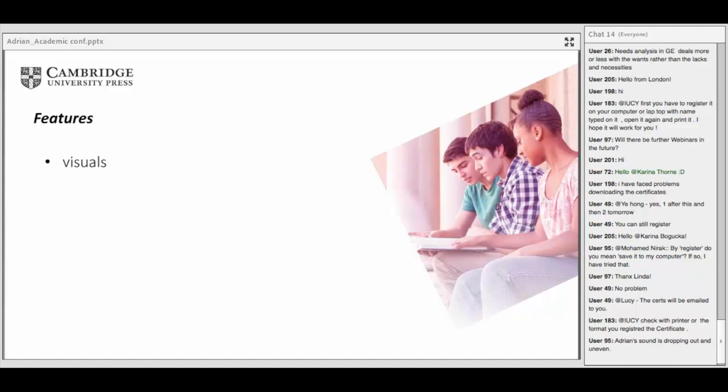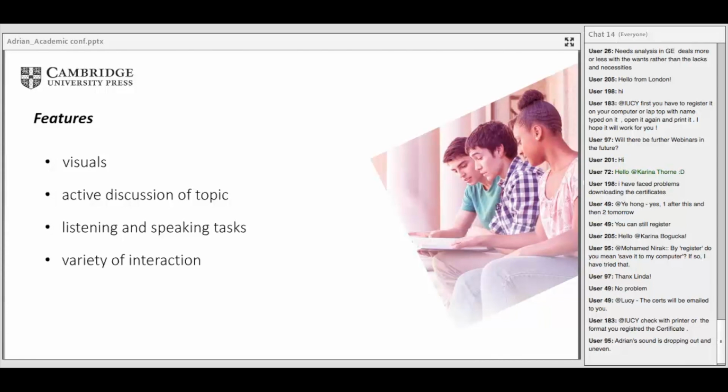And here are some of the ways it does this. These are some of the features of it. The very strong use of visuals, visual support, active discussion of the topic. Quite an integrated skills approach, so although it's a reading and writing lesson, there are also listening and speaking tasks. A lot of variety of interaction, lots of group work, pair work, and in addition to the skills development, there is also a lot of opportunity for general fluency practice through discussion and personalization.